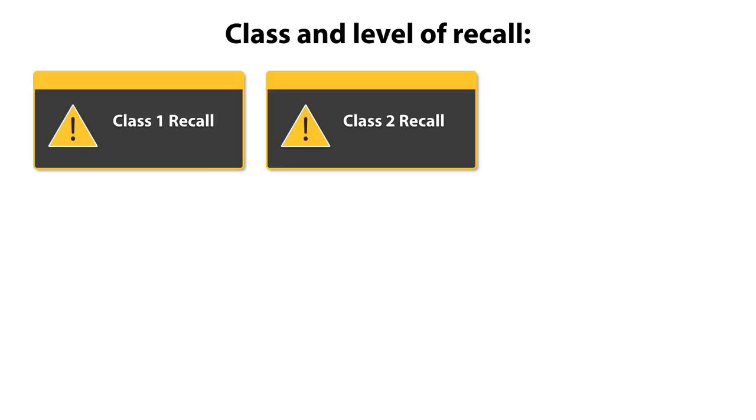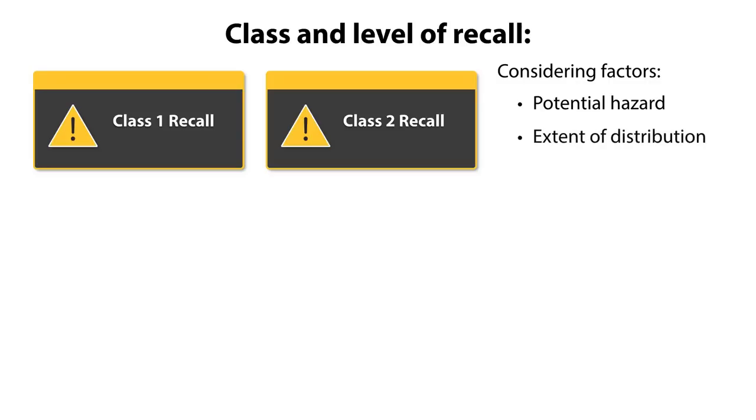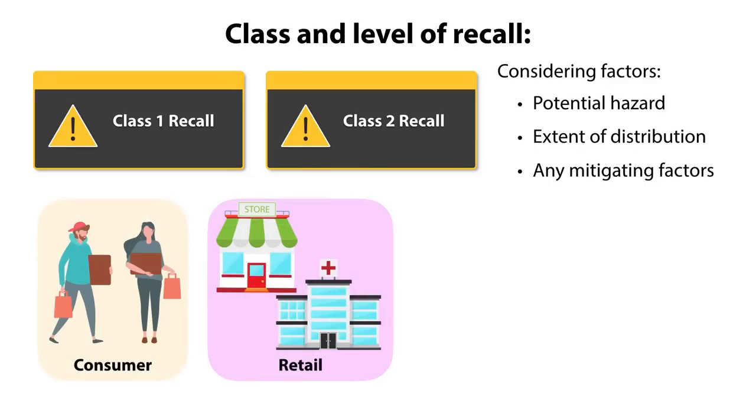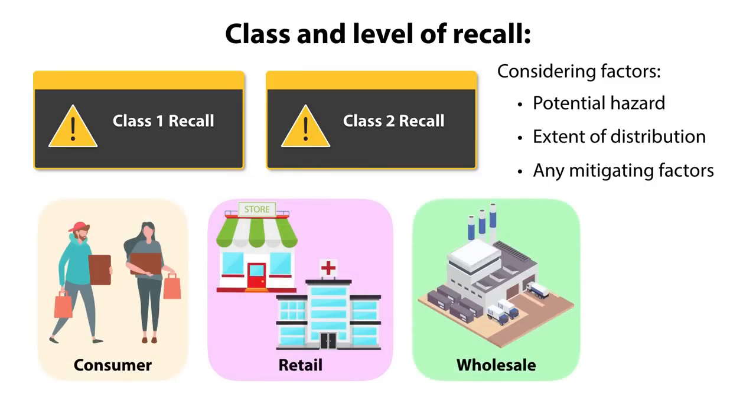Next, you will need to determine the level of the recall. This will be dependent on the potential risks of the affected product and the extent of the distribution, and whether other mitigation measures can be taken to address the defect. The three levels of the recalls are consumer level recall, the retail level recall, and a wholesale level recall.